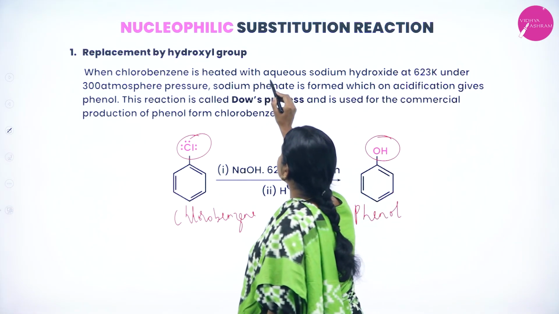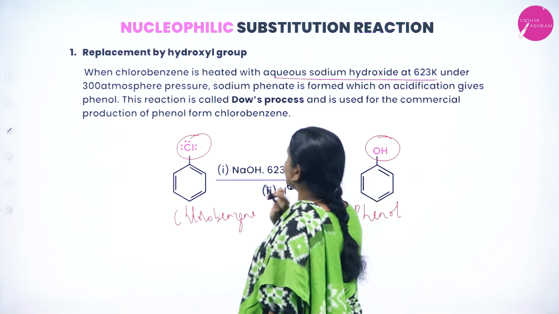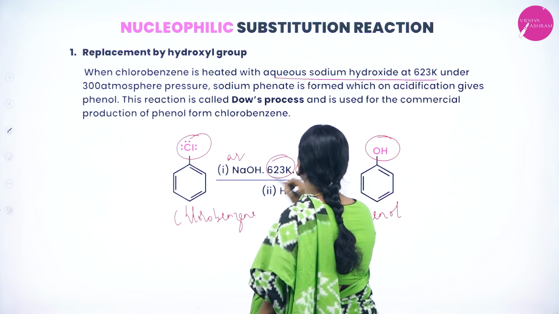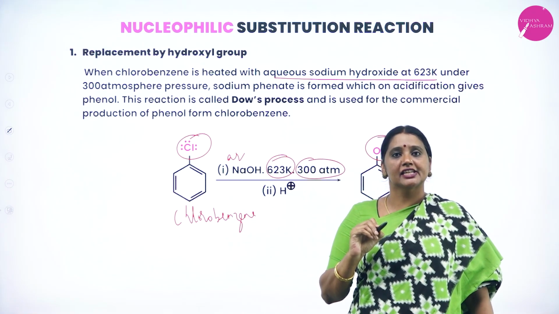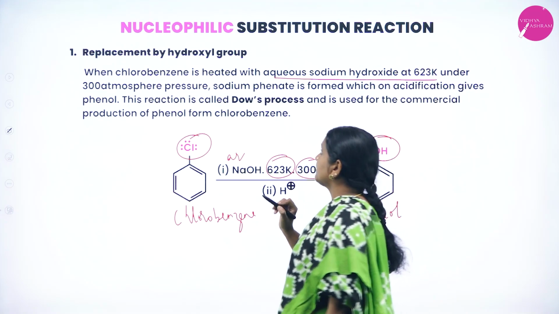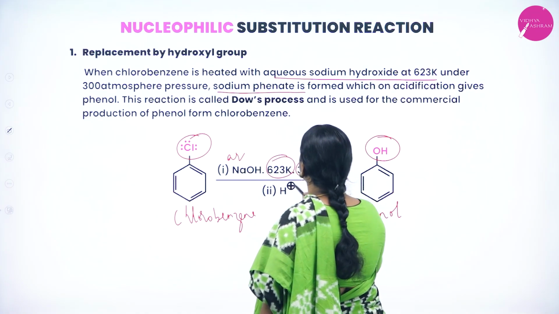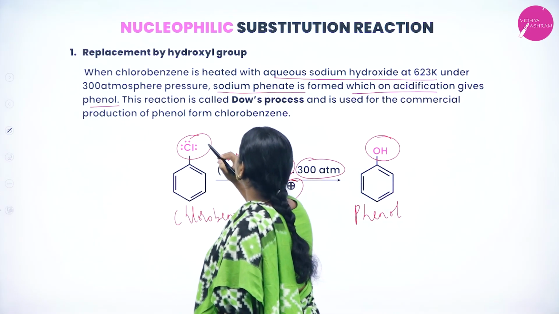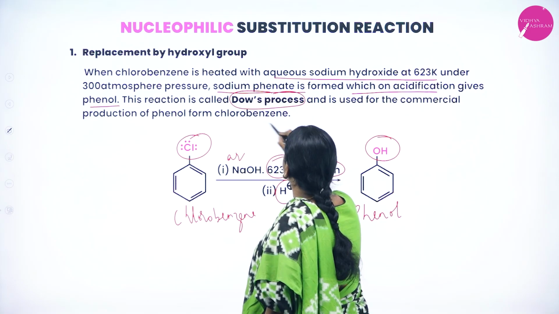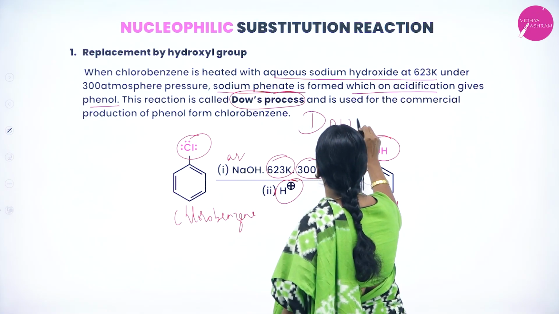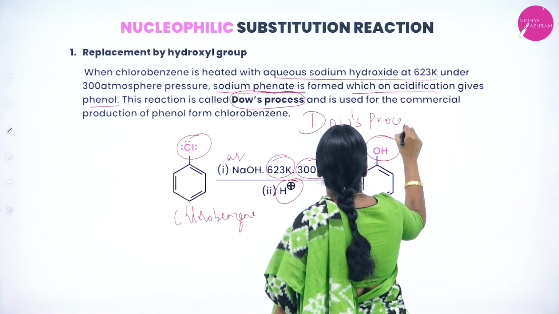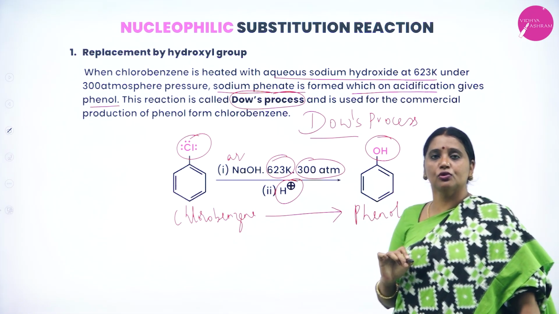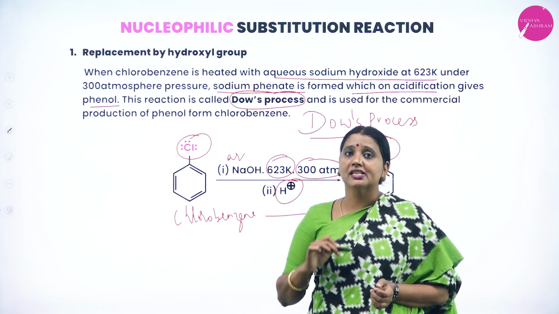When chlorobenzene is heated with aqueous sodium hydroxide at 623 Kelvin and 300 atmospheric pressure, sodium phenate is formed, which on acidification gives phenol. What are the conditions? 623 Kelvin and 300 atmospheric pressure. This reaction is called Dow's process. What is Dow's process? Conversion of chlorobenzene into phenol is called Dow's process.